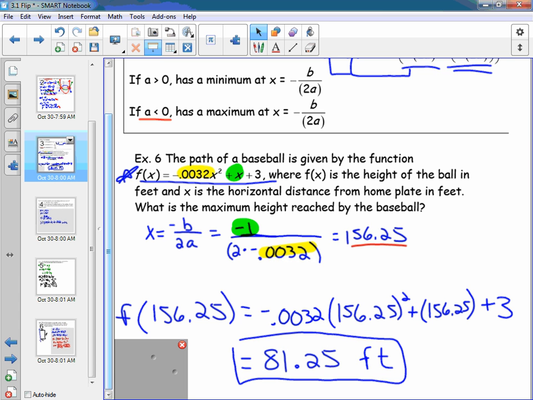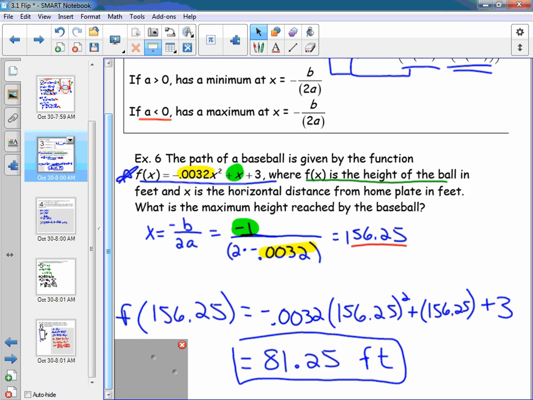All right, and so it's important to understand what the question is asking. What we were looking for was the maximum height reached by the baseball. All right, we are told in the problem that f of x is the height of the ball. So our final answer here, the maximum height reached by the baseball would be 81.25.